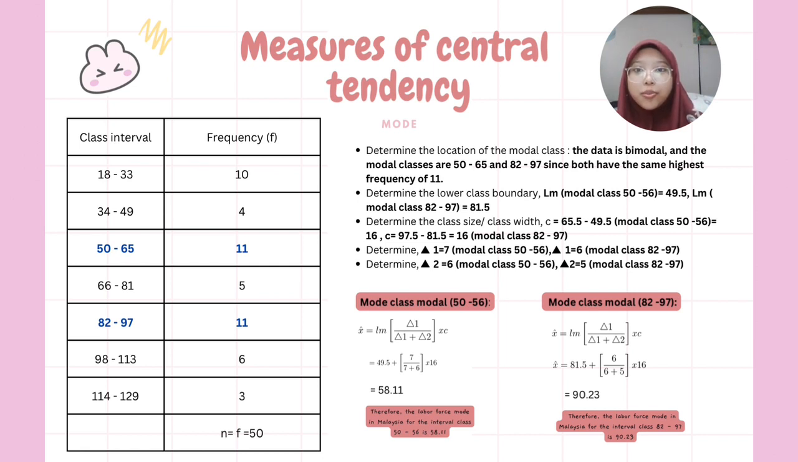So the labor force mode in Malaysia for the interval class 50 until 65 is 58.11 and the labor force mode in Malaysia for the interval class 82 until 97 is 90.26.